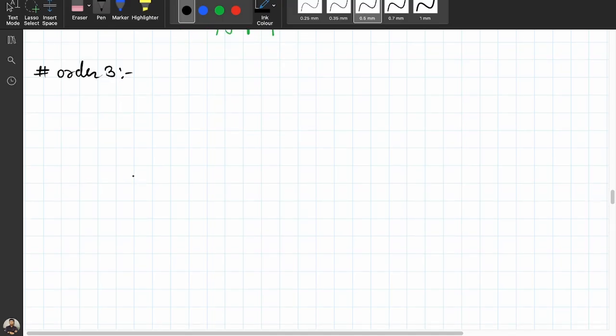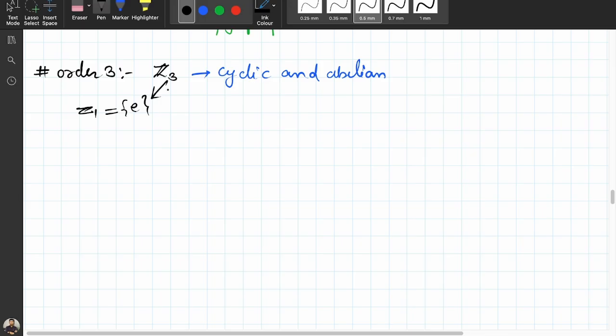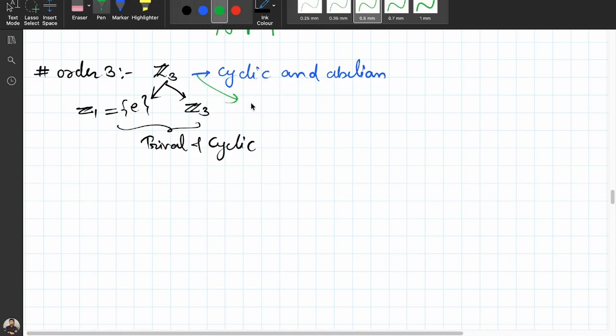Now come to order 3. So the group of order 3 is Z3. Now what are the subgroups of Z3? It is also cyclic and abelian. The subgroups are identity, simply Z1, and Z3. Both are trivial and cyclic. Now this group is known as a simple group.